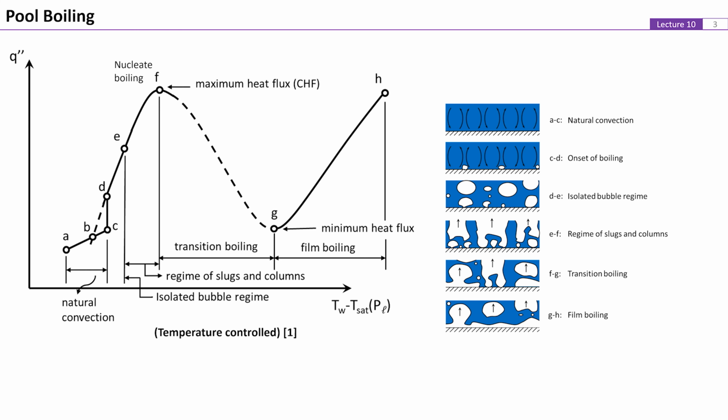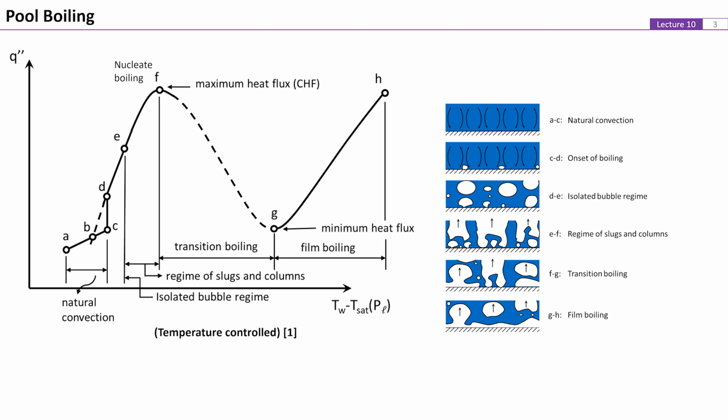Here, let's take a quick look again at the boiling curve when the temperature of the heated surface is controlled. Note that there are 2 points on the transition boiling segment corresponding to the maximum and the minimum values of heat flux, respectively. The point for the maximum heat flux is also called the critical heat flux, and the point for the minimum heat flux is also termed the Leidenfrost point.